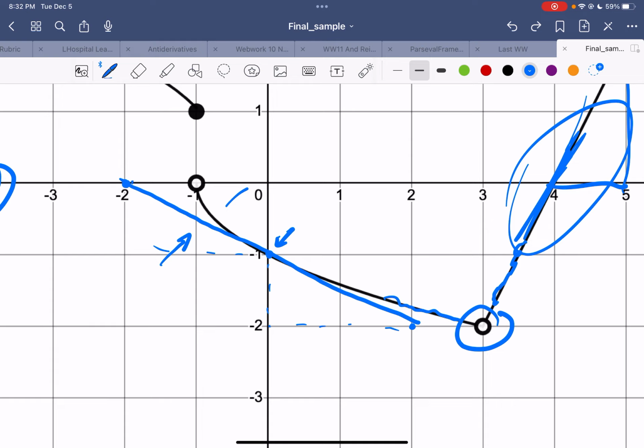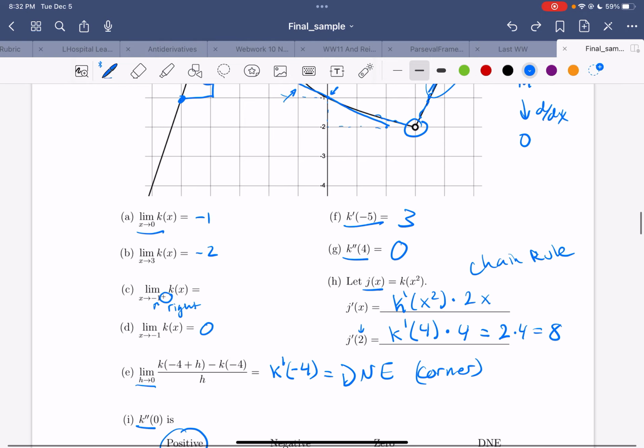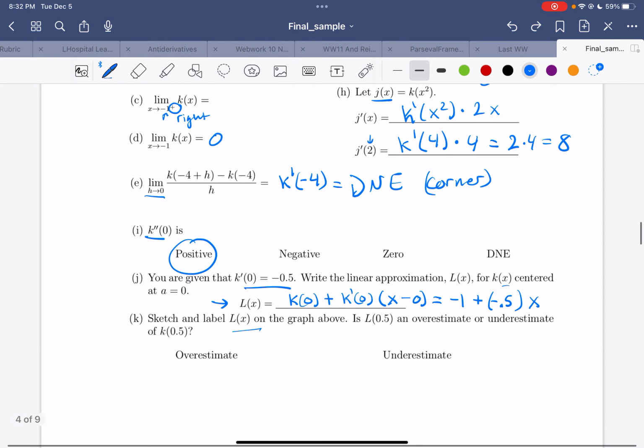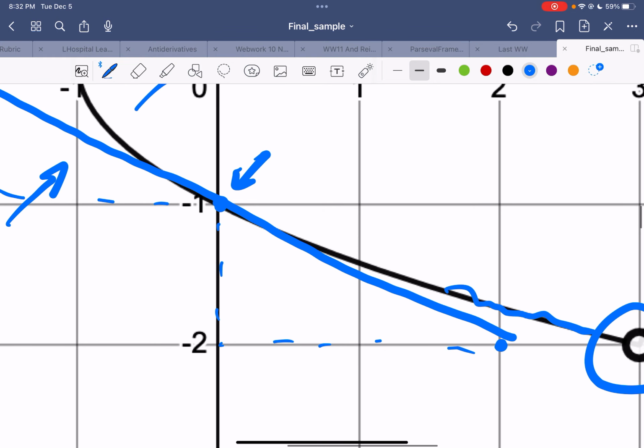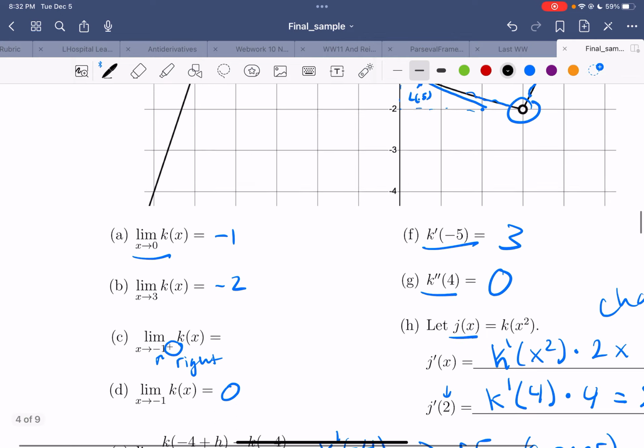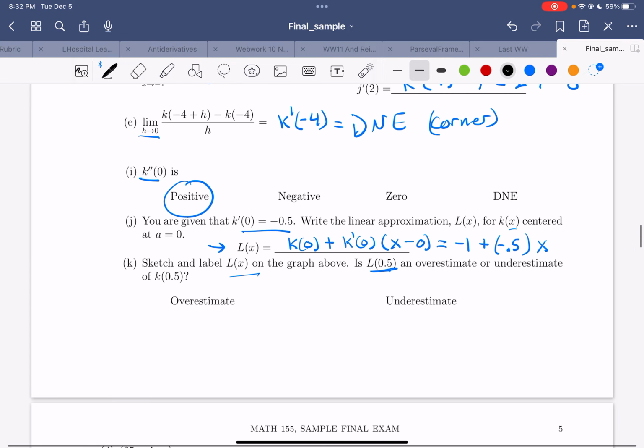And the question was, essentially, is this line we just drew below or above the black curve? And it's below it, so it'll be an underestimate. But we can also see that if we were to mark it, right here is L of 1/2, but above it, very mildly, I have to zoom in a bunch, is K at 1/2. So we had an underestimate here.